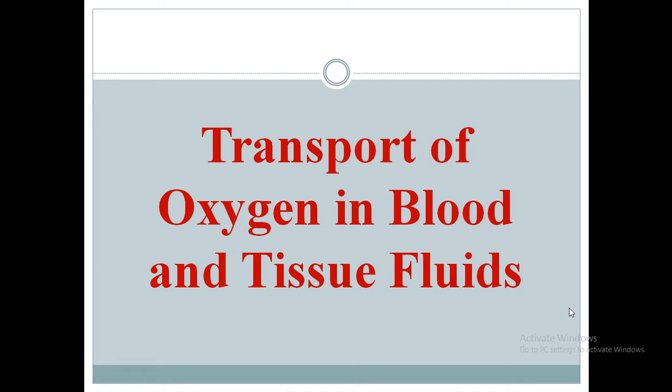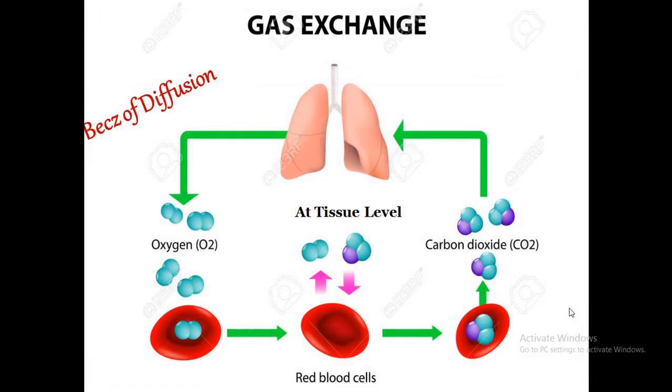So please, students, you must concentrate and focus on this video. Follow me for the transport of oxygen in the blood. As we all know, oxygen is picked up from the lungs by the RBC, and then coming to the tissue level, oxygen is dropped down while the carbon dioxide is picked up by RBC and then brought to the lungs to be expired in the air.